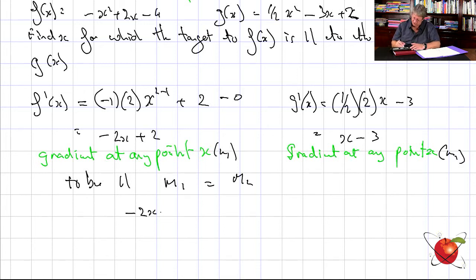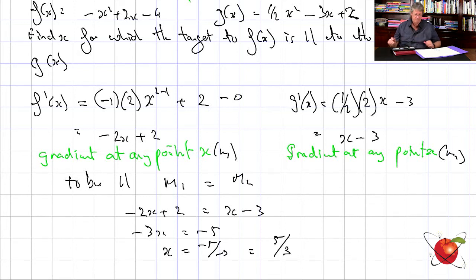So I say minus 2x plus 2 must be equal to x minus 3, which then gives me minus 3x must be equal to minus 3 minus 2, which is minus 5. So x must be equal to minus 5 over minus 3, which is 5 over 3. Correct? So that's my answer. Simple and straightforward. Always remember, if they talk parallel, it means the gradients must be the same. And when you've worked out what the gradients are for both curves, you just put them equal to each other. Not much one has to remember on this, really.